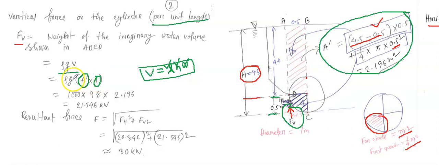So then this A prime times 1 should be the volume. So we got the volume, we know the gravity, and we know the density. So substitute all of these values and simplify this by using a calculator. You will get the vertical force as 21.56 kilonewton.